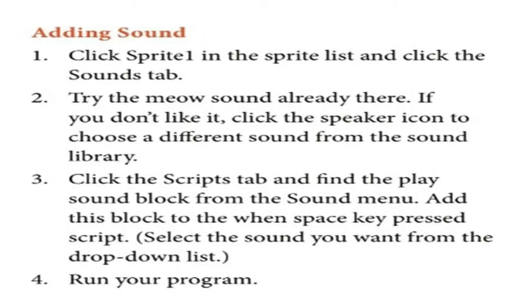Adding sound. Click the sprite in the sprite list, then click the sound tab. Next, try the meow sound. It is already there. If you don't like it, click the speaker icon and choose a different sound from the sound library. The third step is to click the script tab and find the play sound block from the sound menu. Add this block to the when space key pressed script. Select the sound you want from the drop-down list. The fourth step is to run the program.